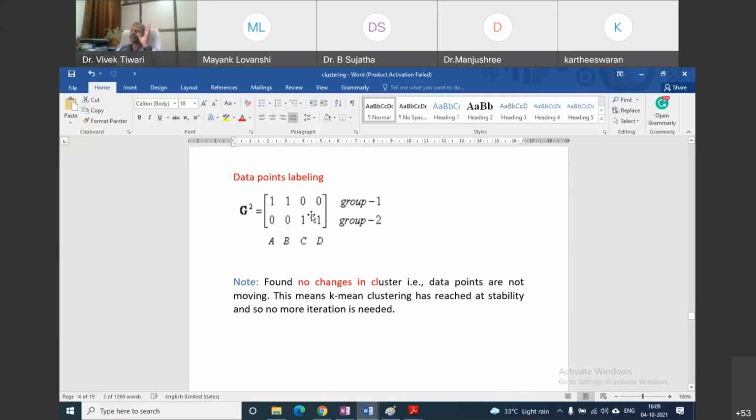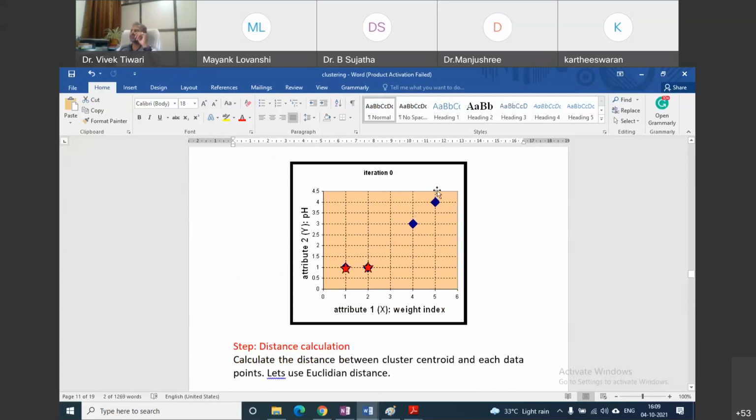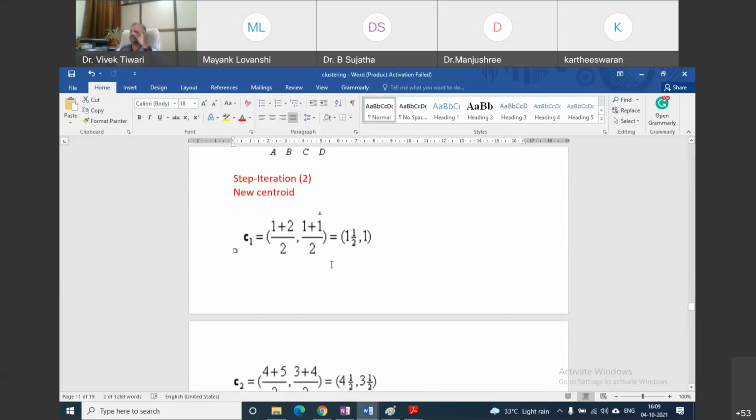So points 1, 2, and 3, 4. What was I expecting at the beginning? 1, 2, and 3, 4. These are the one cluster. These are the other cluster. So whatever output we were expecting, the same output is given by the clustering algorithm.